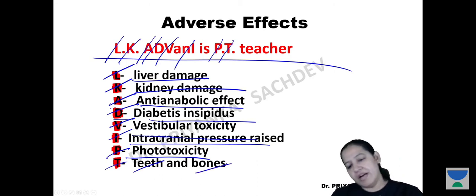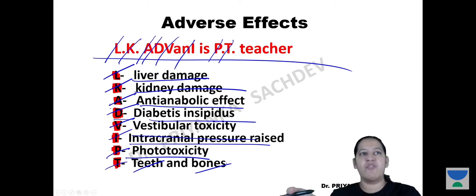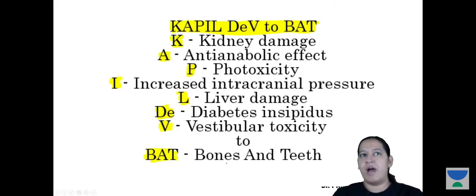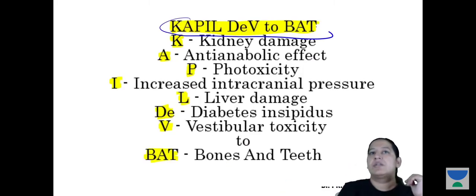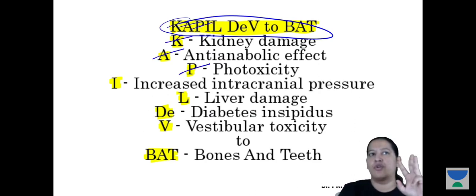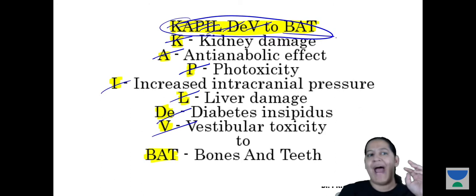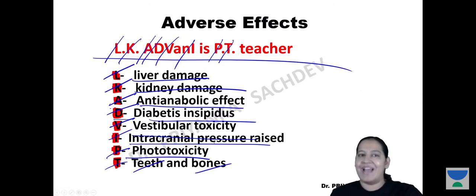So have you got it? Either learn this or there is one more mnemonic. If you don't like this, you might like Kapil Dev. So, Kapil Dev to bat. The same mnemonic. K stands for kidney, A for anti-anabolic, P for phototoxicity, I for increased intracranial pressure, L for liver. Then D and V: D for diabetes insipidus, V for vestibular, and BAT, bone and teeth. So whatever you like, the same mnemonic is there.